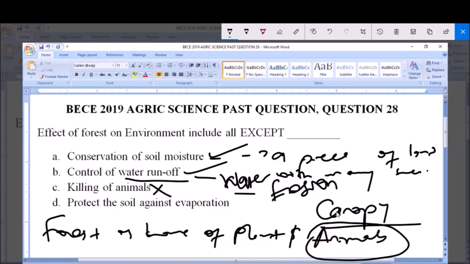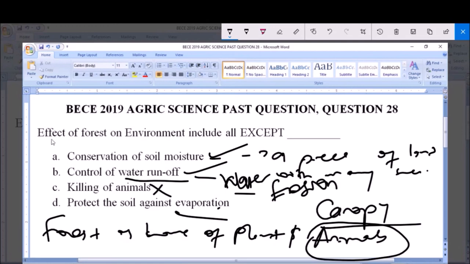The presence of these leaves, the leaves of the trees, forms a canopy. And this canopy helps to block the rays of sunlight, thereby reducing what? Evaporation of the soil moisture, that is the water content of the soil, and thereby preserving the soil fertility.